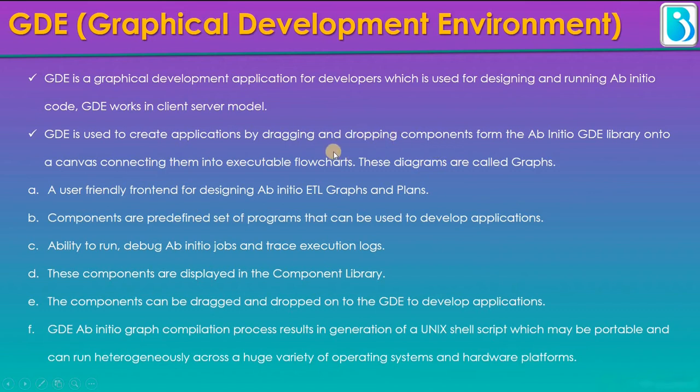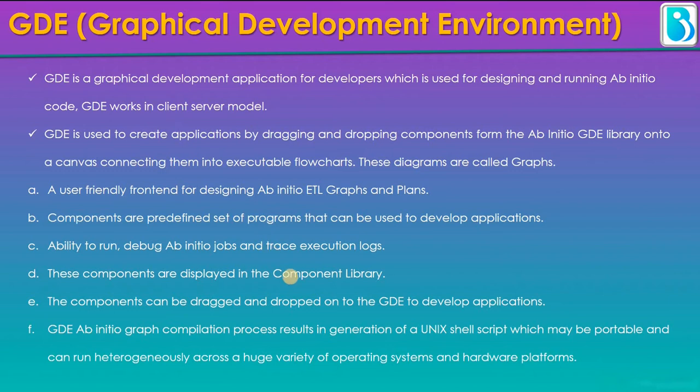There are different kinds of components available in GDE. By just dropping them into the working area, we can create Ab Initio graphs, which are nothing but Ab Initio code. So Ab Initio GDE is a user-friendly front-end for designing Ab Initio ETL graphs and plans. The components are predefined, which are nothing but preset programs that can be used to develop applications. GDE has the ability to run and debug Ab Initio jobs and trace the execution log from the GDE itself. It's a front-end tool for users.